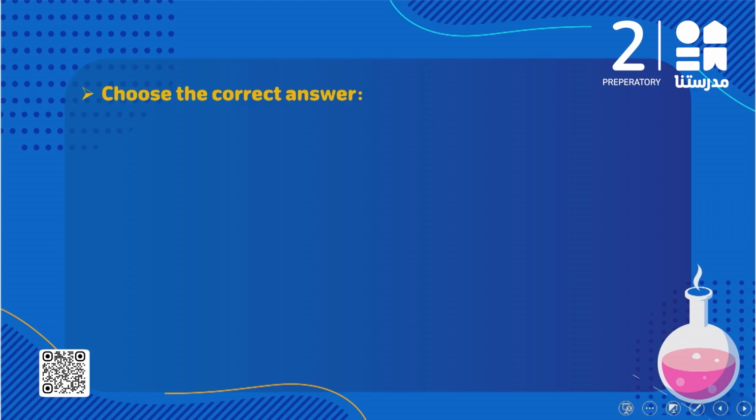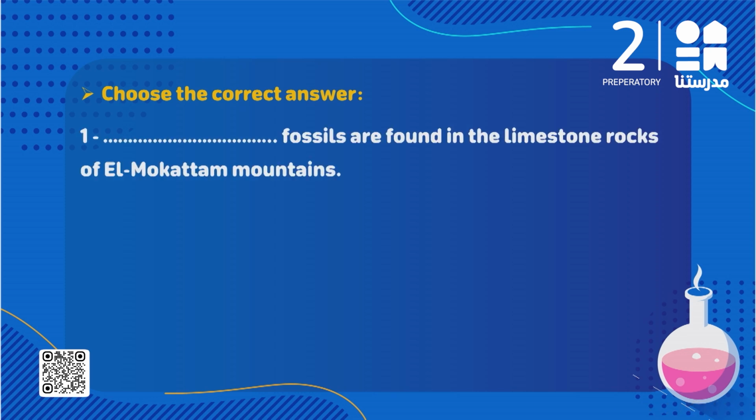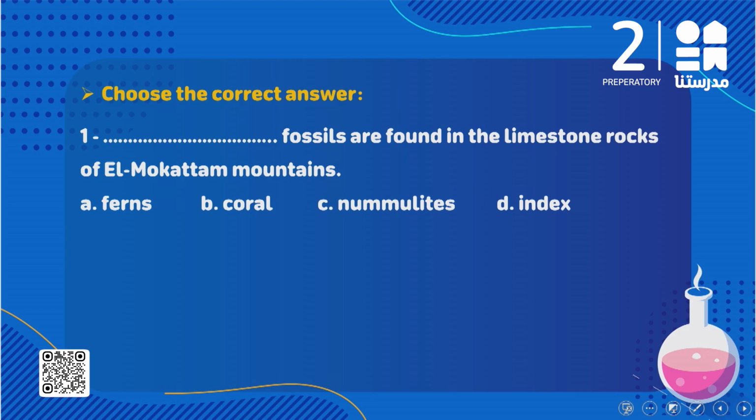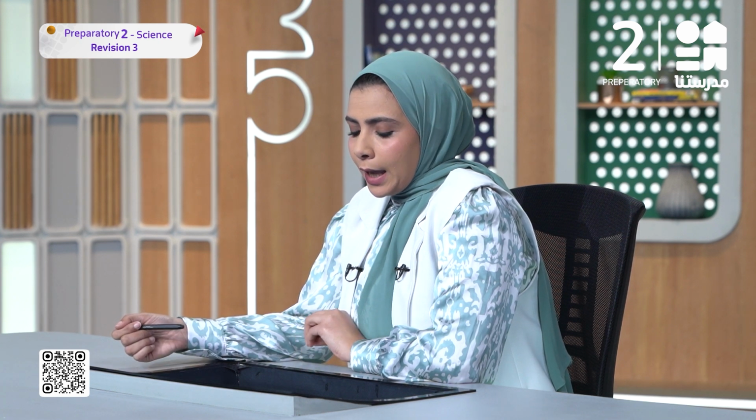You are going to choose the correct answer. The first one, space fossils are found in the limestone rocks of المقطم mountain. احنا قلنا المقطم mountain has type of the fossils in its limestone rocks. It's called nummulites, and this indicates that المقطم mountain was sea floor from 35 million years ago. احنا قلنا وجود النيوملايت فوسل في اللايمستون روكس بتاعت المقطم ماونتن قالت لي ان المقطم كان عباره عن سي فلور، يعني بحر، يعني القاع بتاع البحر من 35 مليون years ago، من 35 مليون سنه فاتت.